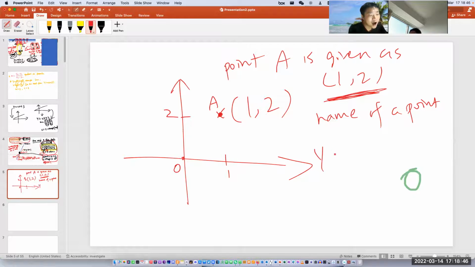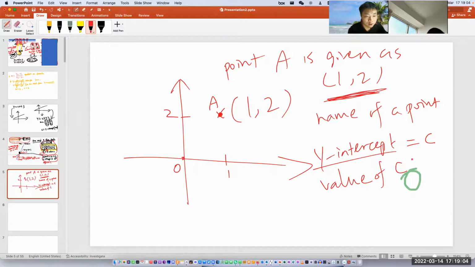But the y-intercept: when they ask for the y-intercept, they are not asking for the point. They are asking for the value of C, the value of the y-intercept. So if you have the straight line, the value is not 1, 2. The value is actually 2 in this case. That's how you differentiate.